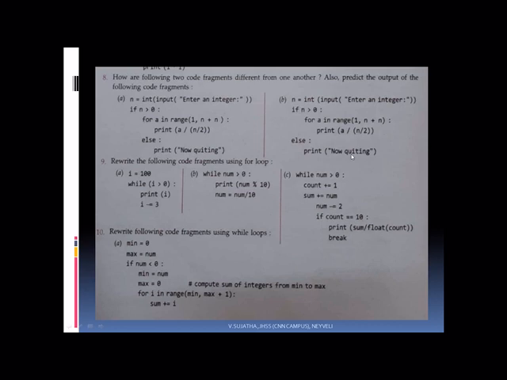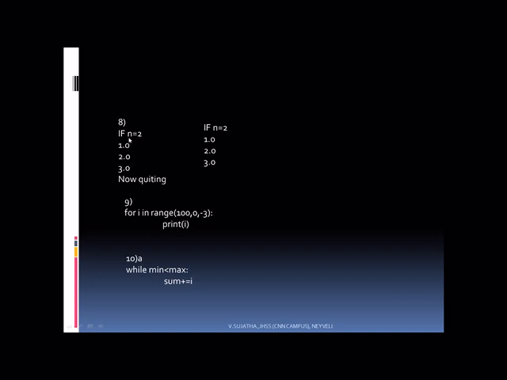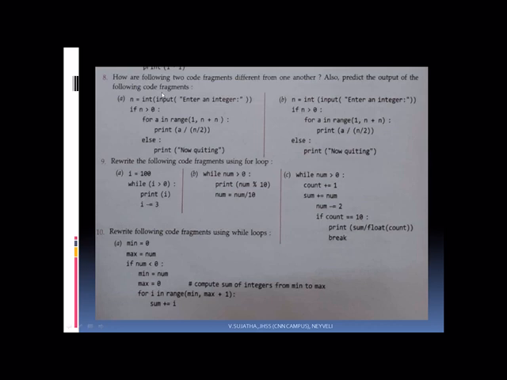Now we have to predict the output of the following code segments. First we'll take this one. I have written the output also here. Now I am taking some sample value. I am taking the sample value n equal to 2, because they didn't mention any number. If 2 is greater than 0, yes, the condition is true. Then in the for loop, for a in range of 1 comma n plus 1, n plus 1 means 2 plus 1, that is 3... so 1 comma 3 means 2 times it is going to evaluate.